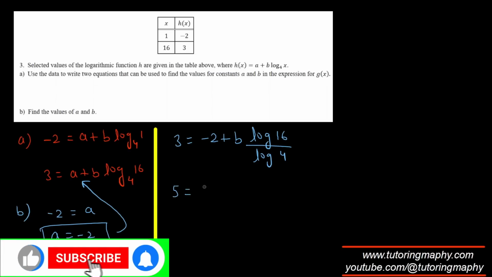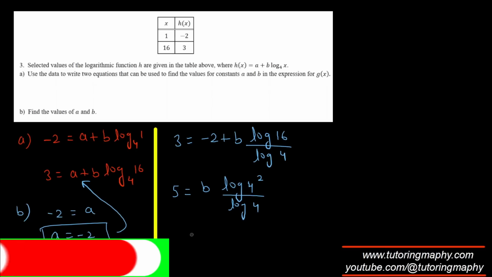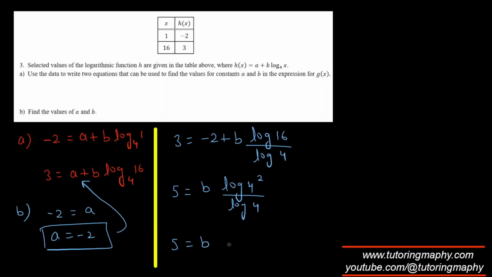Adding 2 to both sides, 5 is equal to b times log of 16, which can be written as 4 squared, over log 4. So 5 is equal to b. 2 comes down, and this will be log of 4 over log of 4. These two are gone.